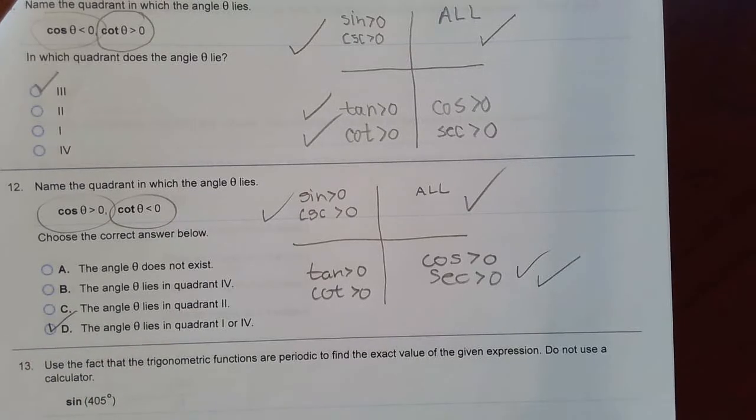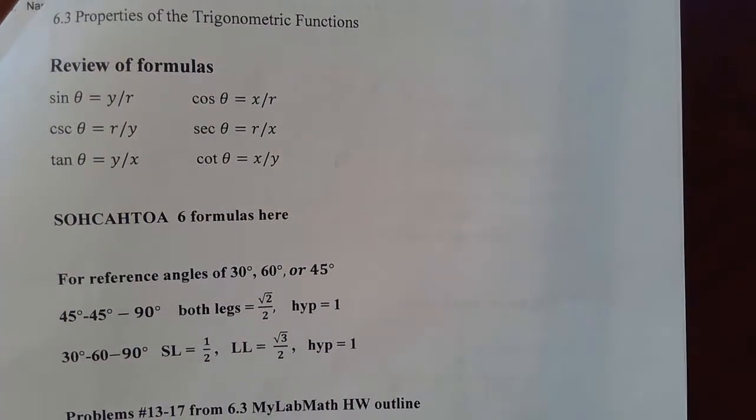Okay, moving on. Let's see what else is on the theorem page. I believe we could have done 7 through 12. We'll see if we could have done anything further. The rest of this is just a review of what I taught you in section 6.1 and 6.2.